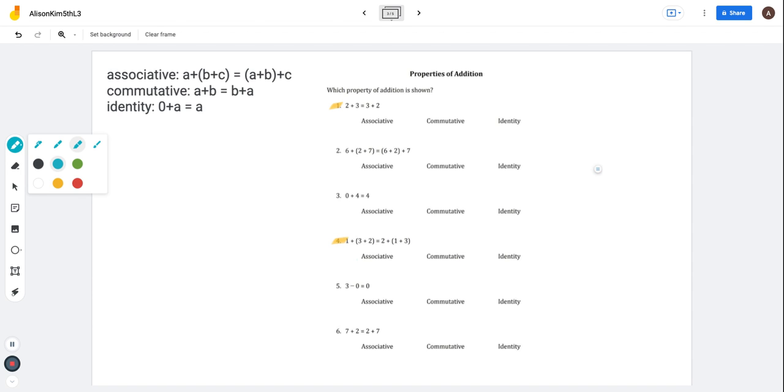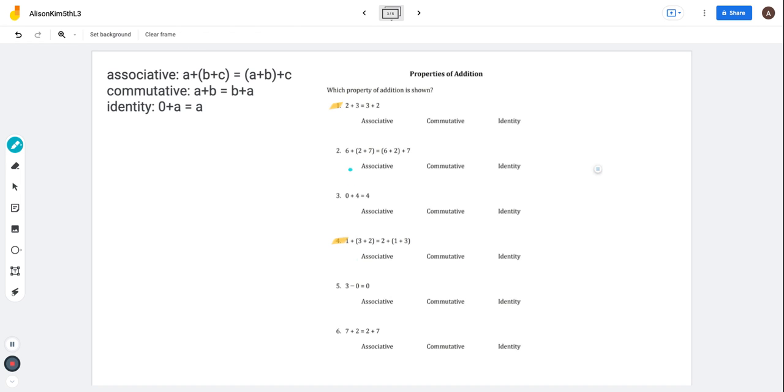Now we're going to move on to commutative, and in this case it's a plus b equals b plus a, and in this case it's the numbers that move around, right? Because as we can see, the a and b switch places. And then identity is fairly easy. It's when 0 plus a number equals that number. So we're going to apply these rules onto this worksheet.